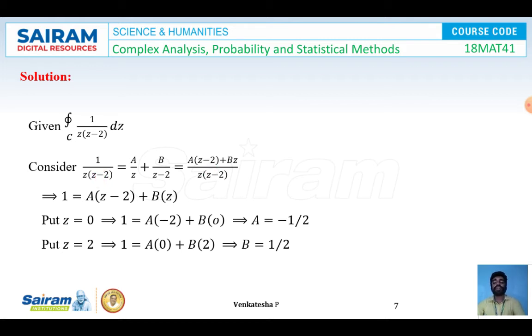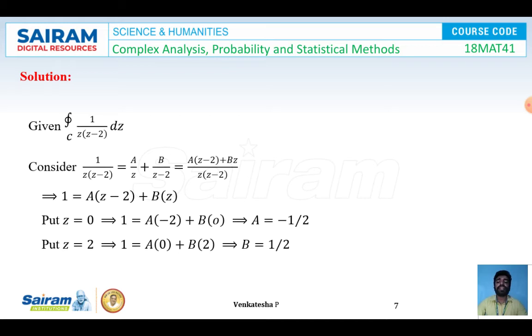So I got the equation 1 = A(z-2) + Bz. To find the value of A, we have to eliminate B, and to find the value of B, we have to eliminate A. So now to find A and B, first I am going to replace z = 0.